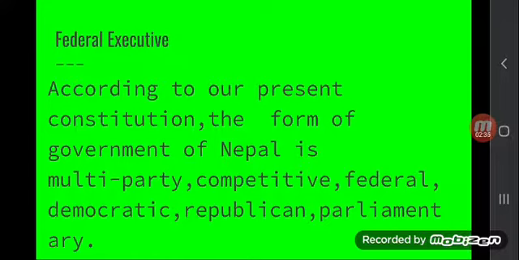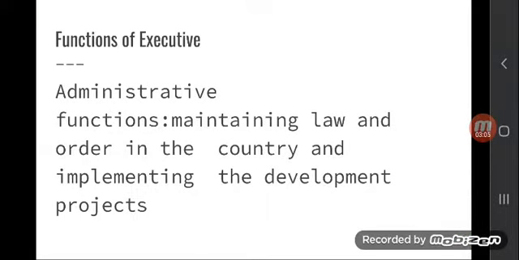According to our present constitution, the form of the government of Nepal is multi-party, competitive, federal, democratic, republican, parliamentary. This is the form of government. We are in a democratic country. Nepal is a democratic republican country, so our executive system is based on the same principle. So what are the functions of the executive? There are lots of functions, but I have written here some of the major ones.